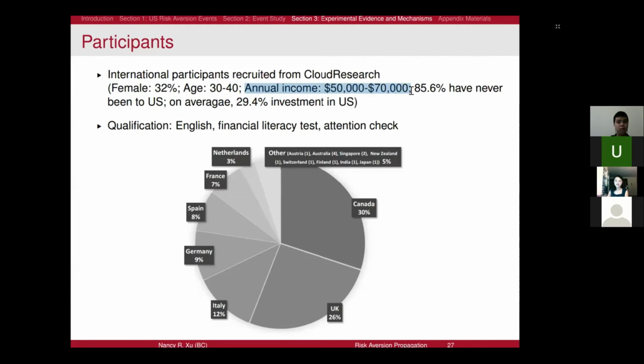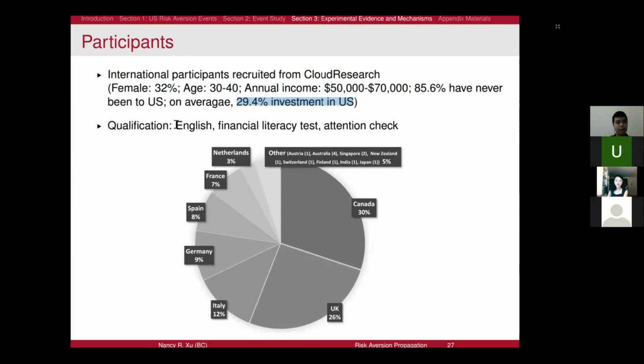Annual income is this, so kind of middle class. And most of them have never been to the US. That's good because we don't want people to have very deep knowledge about the US, so the shock is not pure. And on average, they do have some investment in the US, which makes sense because the US has the biggest market in the world. You have to invest in the US at some point in your life.